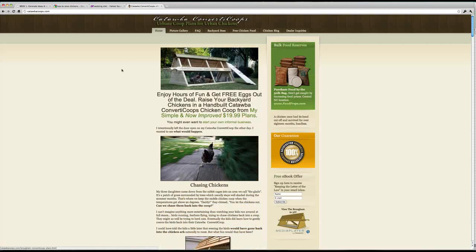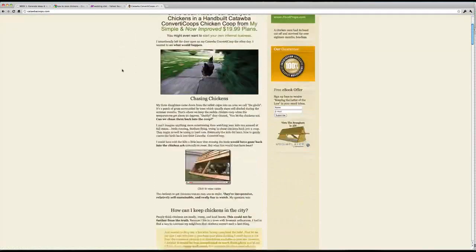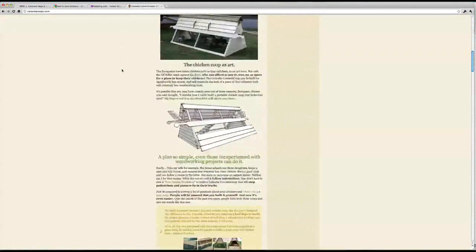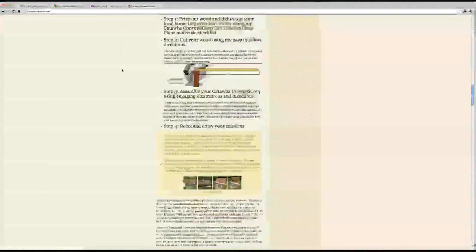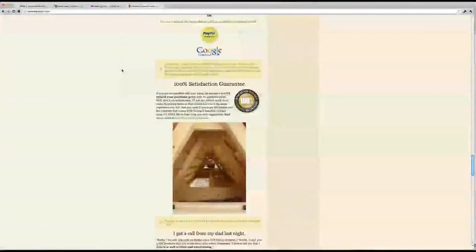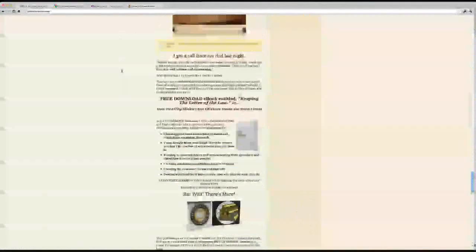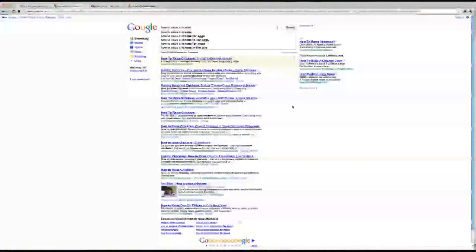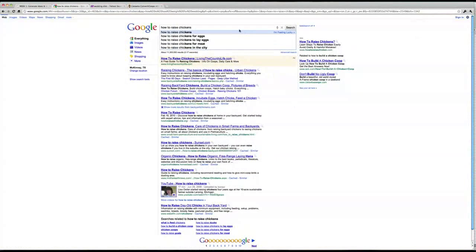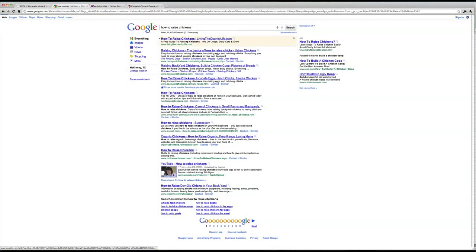All right, this one looks like, what are they selling here? Looks like information. It's chicken coop plans. Okay, so that's definitely information there. That's interesting. There is clearly some advertising. All right, so let's see what else they're advertising to this market.